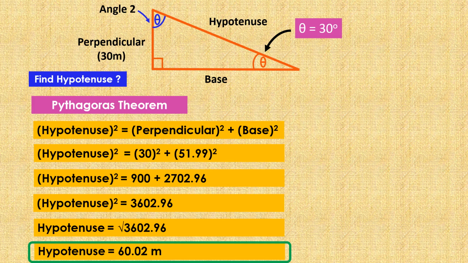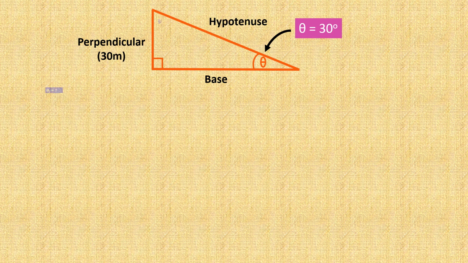So there are multiple ways of solving a right-angled triangle. We can either use the trigonometric functions, and we can also use Pythagoras theorem depending upon what is known and what is unknown. Now let's try to solve the second angle of this right-angled triangle.